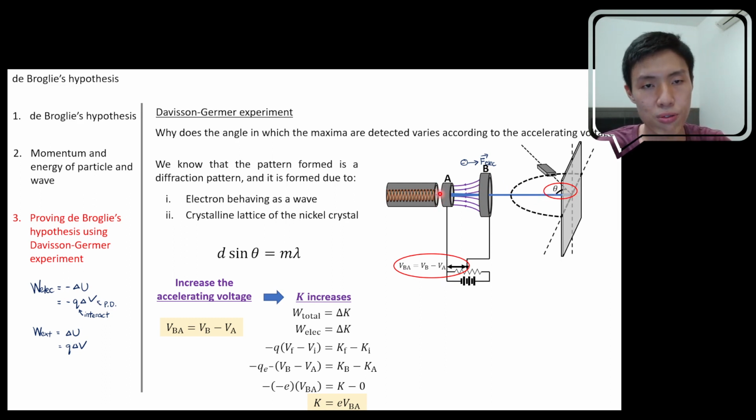So when it comes out from this filament over here, it's nearly just at rest. So we can think of it as the kinetic energy of the electron at A to be 0. When it just arrived at A, it arrived with nearly 0 speed, so we can safely change K_A to be equal to 0. We can change the charge of the electron to be negative e, where e is 1.60 times 10 to the power negative 19.